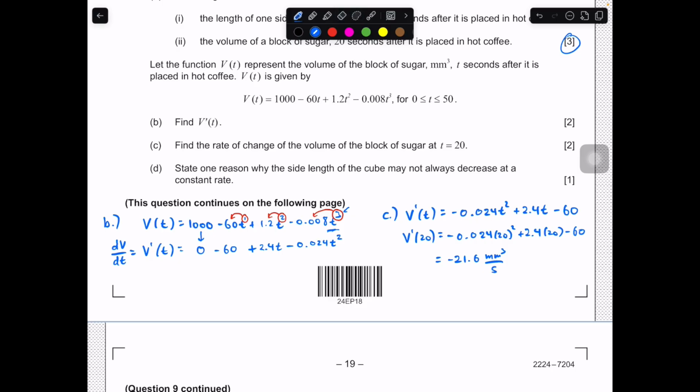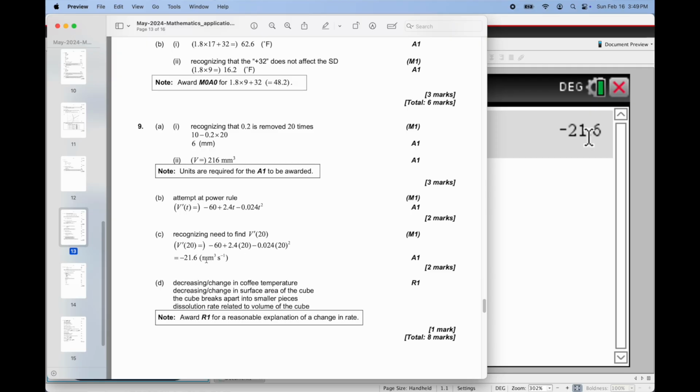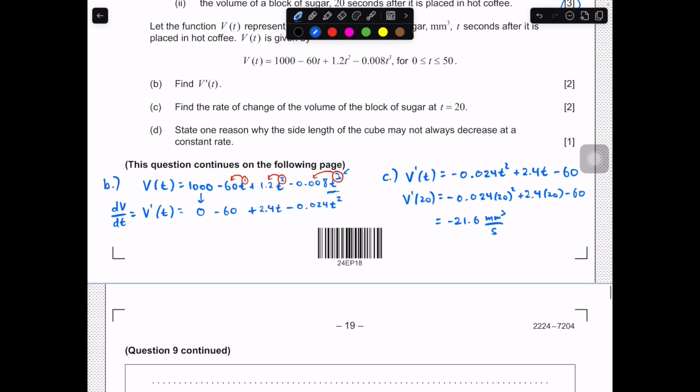And we'll have a look at the mark scheme just to see. I don't think they... So this bracket means that it's not actually necessary to include the units here. Okay. All right, let's go on to part D.